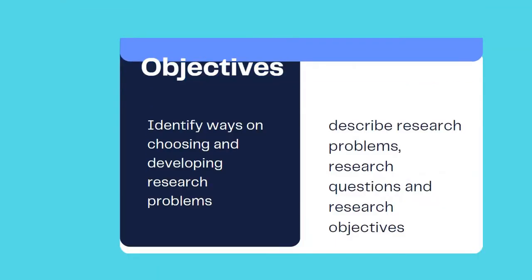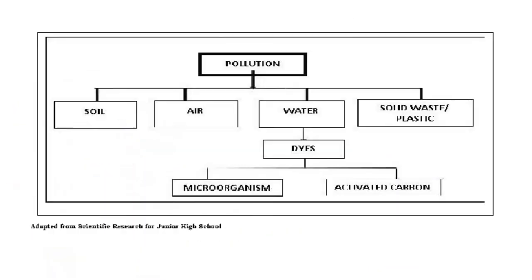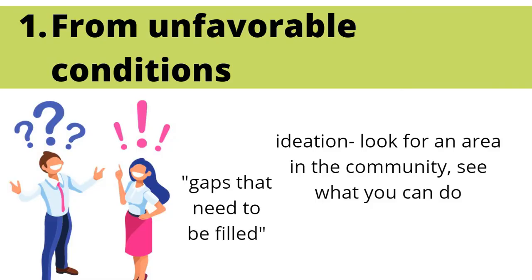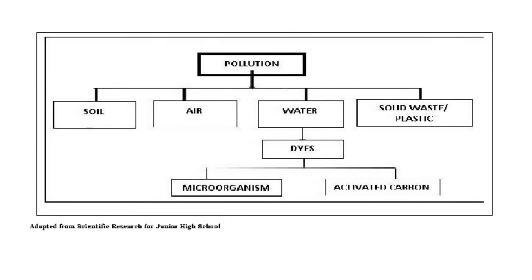So to get started with looking for unfavorable conditions, you look at the place where you are, your community, and see what you can do. Are there pollution problems? Usually, for us in the sciences, it's the pollution problems. This is an example from a research paper I took from the module, and it wants to address pollution. There are many types of pollution: soil, air, water, solid waste, and plastics.